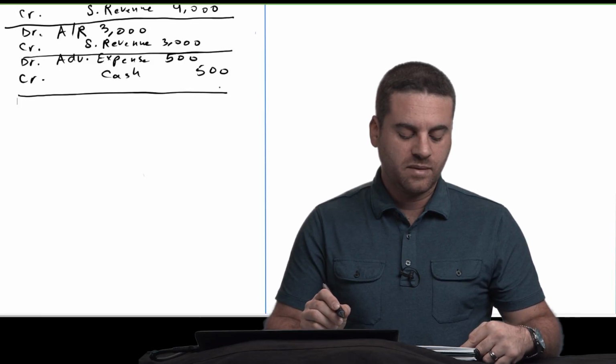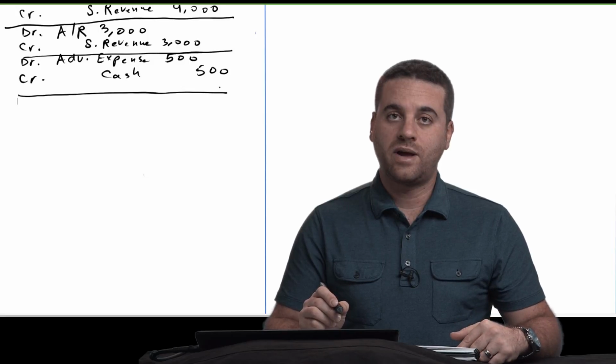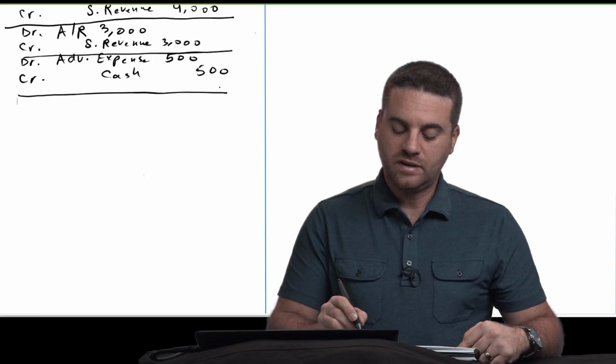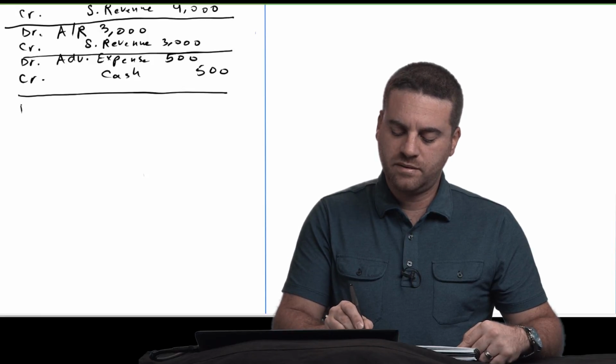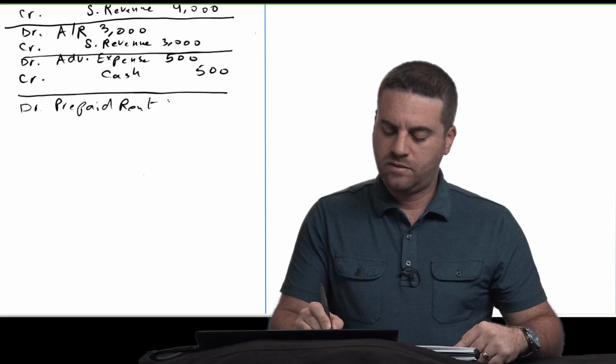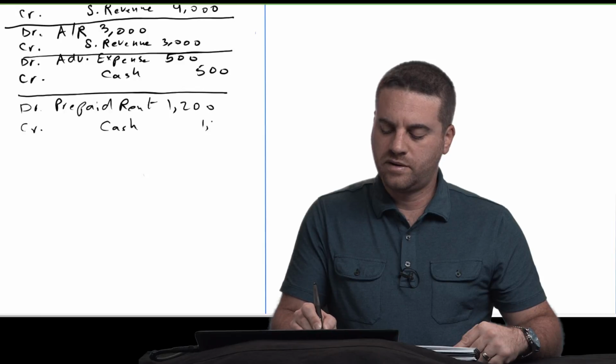So we're going to consider it an asset. So the 2 accounts to think about are cash, which is decreasing, and prepaid rent. Prepaid rent is an asset. It increases. So that would be a debit. So I will say debit, prepaid rent, $1,200, and then credit cash, $1,200.